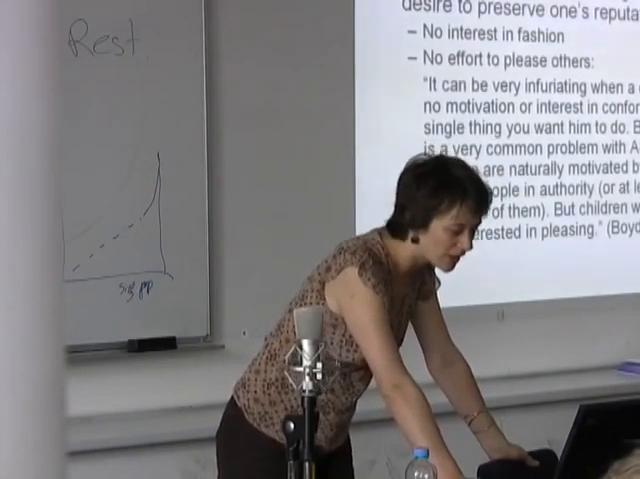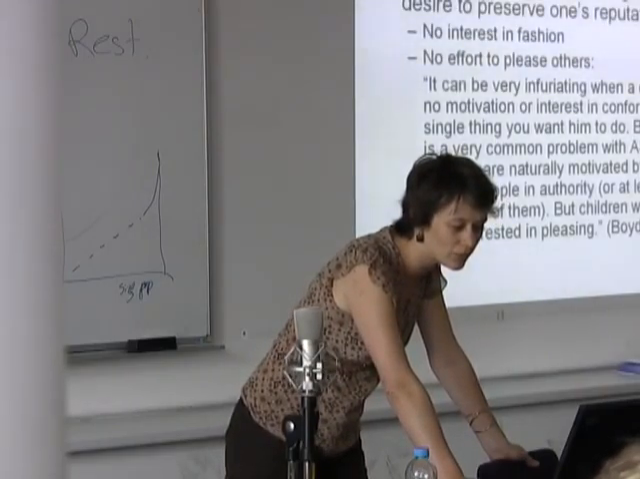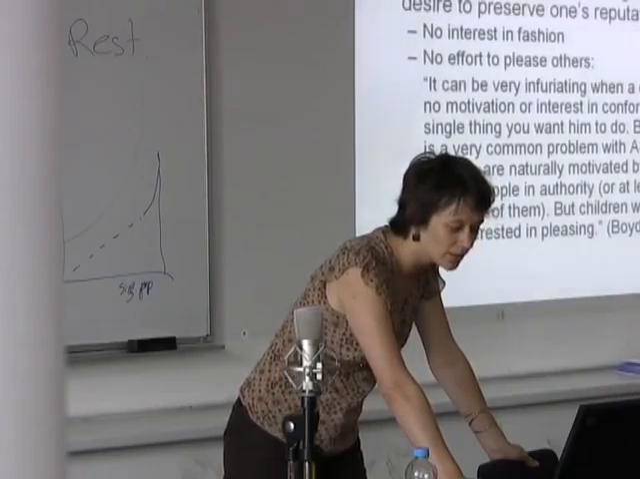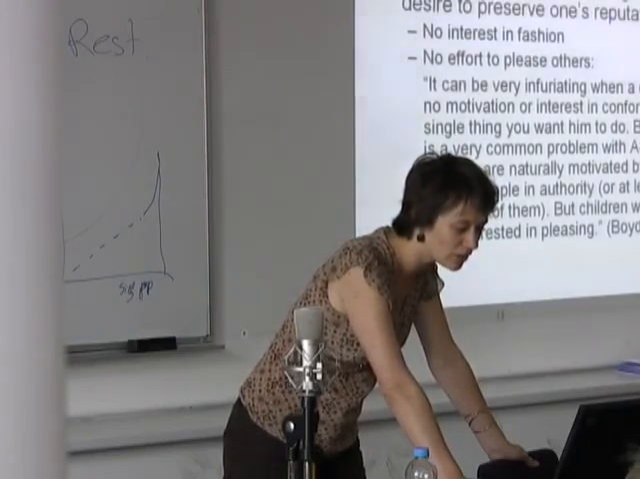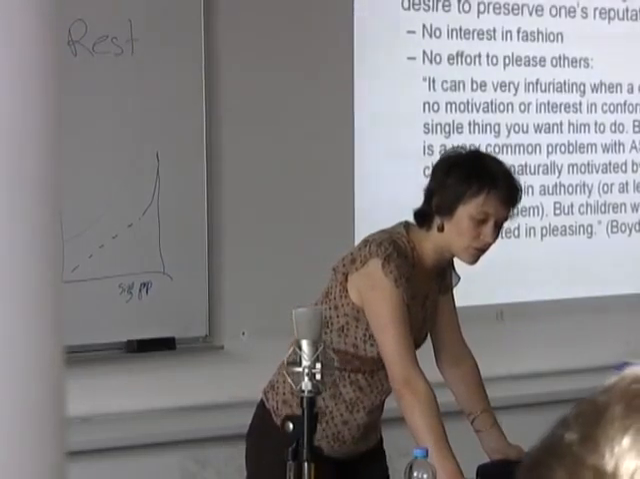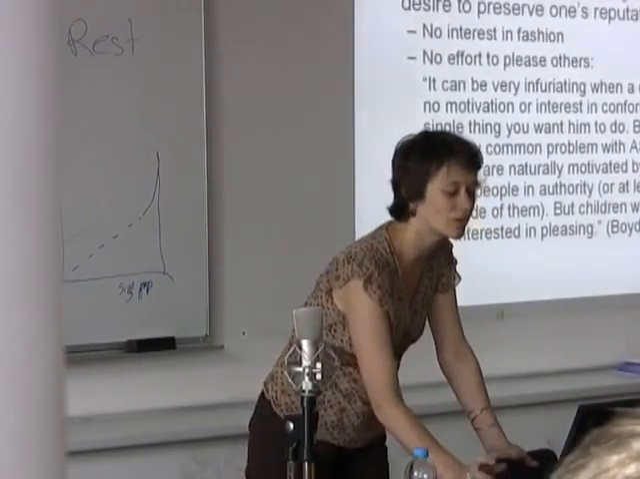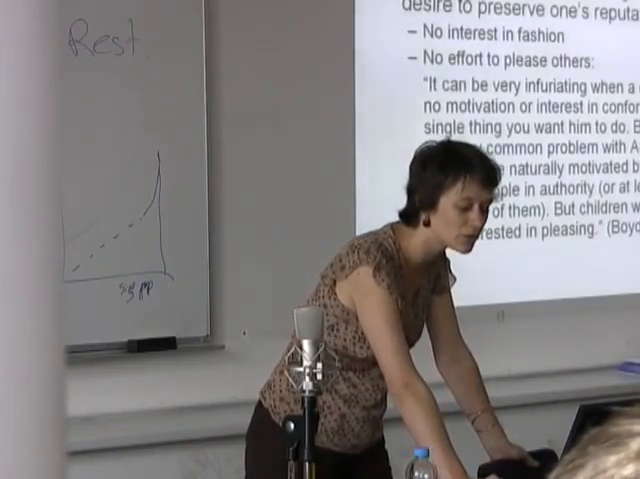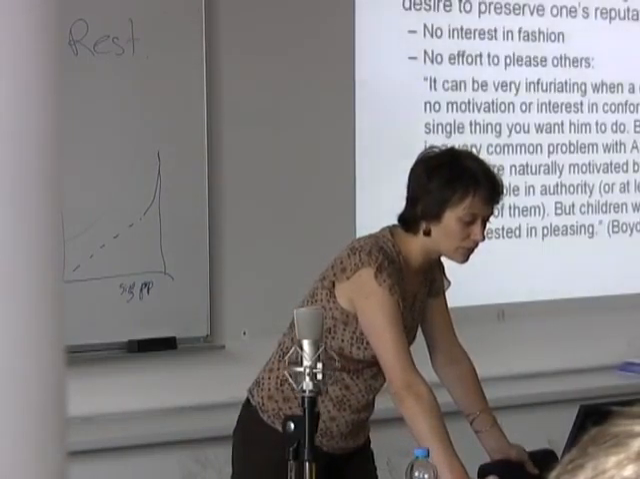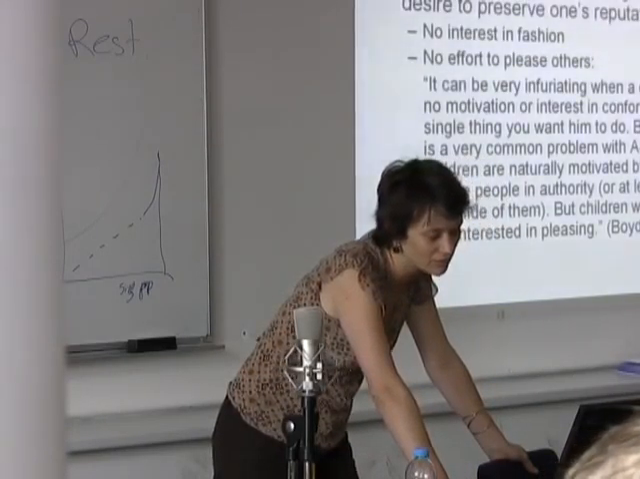Here's the mom again. She writes, it can be very infuriating when a child seems to have no motivation or interest in conforming or doing a single thing you want him to do. But unfortunately, this is a very common problem with AS children. Most children are naturally motivated by the desire to please people in authority, or at least keep on the right side of them. But children with AS are often not that interested in pleasing.